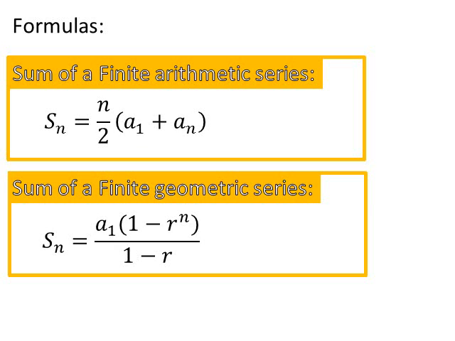Similarly, for geometric series, we have the sum of n terms equals a1, which is the first term, times 1 minus r to the n, and you'll remember r is the common ratio, i.e. the number that you multiply each time to get to the next number in the geometric series. N is still the number of terms, and you divide that by 1 minus r, where again r is the common ratio for that specific geometric series.